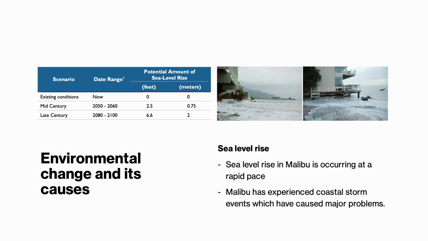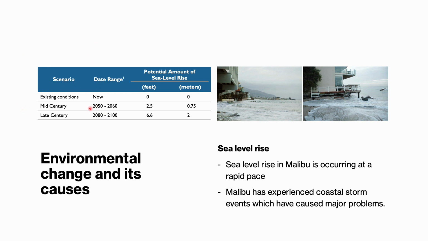My first environmental change and cause is sea level rise. Sea level rise in Malibu is a big issue, and with a projection of major sea level rise, Malibu's vulnerabilities to coastal flooding and erosion are also projected to increase. This issue is exemplified through the table taken from Malibu City's Coastal Vulnerability Plan, right here. It outlines the potential amount of sea level rise if no actions were taken to prevent it.